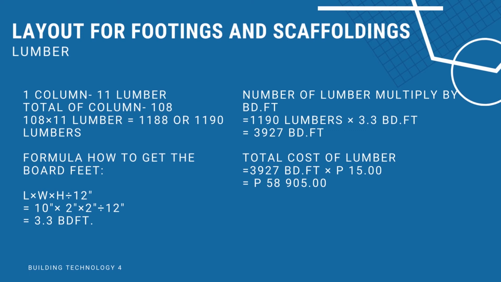For the computation of lumber for scaffolding, one column is to 11 lumber. So a total column is equals to 108 times mo sa 11 nga lumber, which is 1,188, ging round off na mo sa 1,190 lumbers.